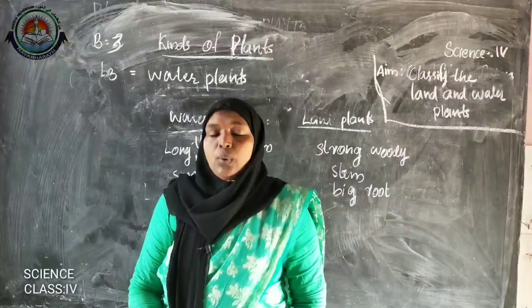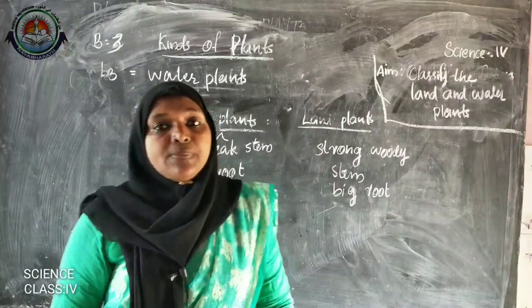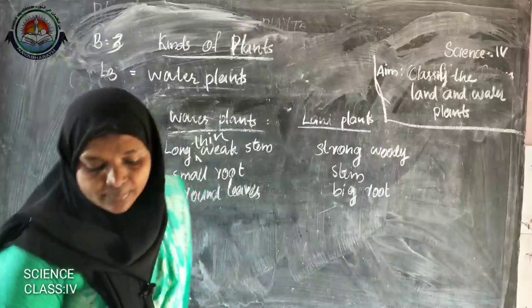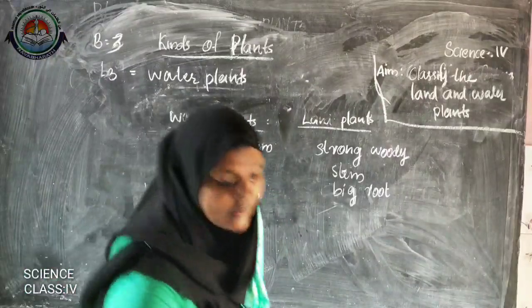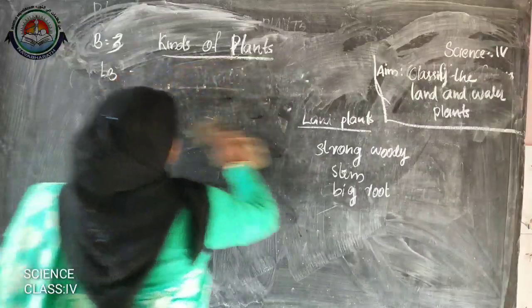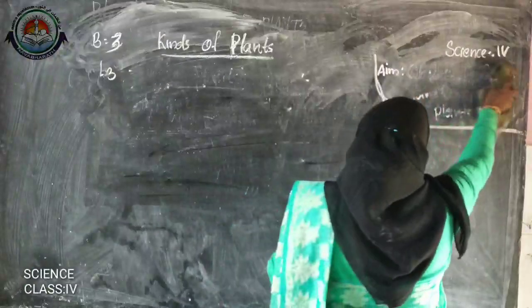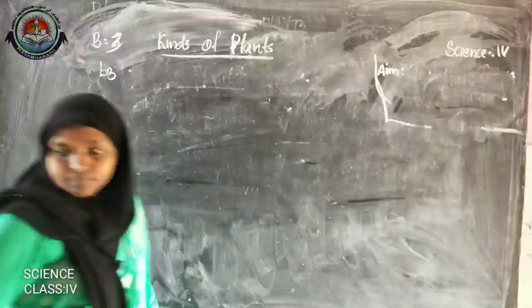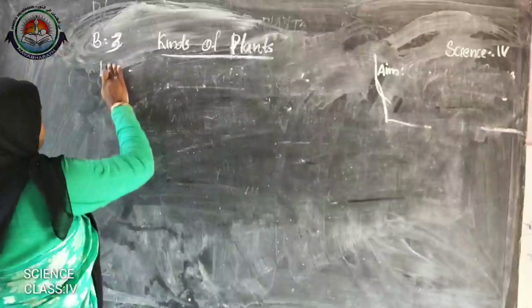Clear? Now let us continue the types of water plants. Types of water plants. LP4.